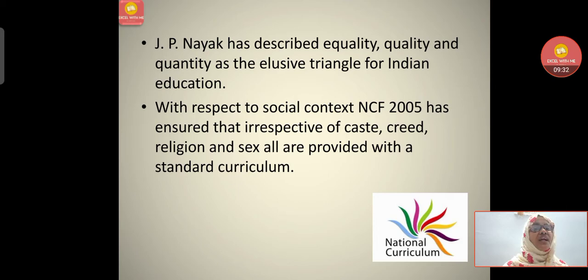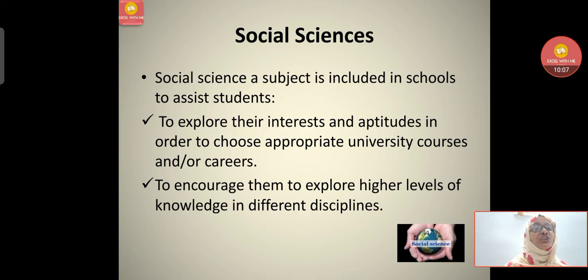J.P. Naik has described equality, quality and quantity as the elusive triangle for Indian education. That is very important. Equality, quality and quantity, these are the elusive triangle for our education, which can enhance the personality of the students. With respect to social context, NCF 2005 has ensured that irrespective of caste, creed, religion and sex, all are provided with a standard curriculum. Now let's go to the social sciences.